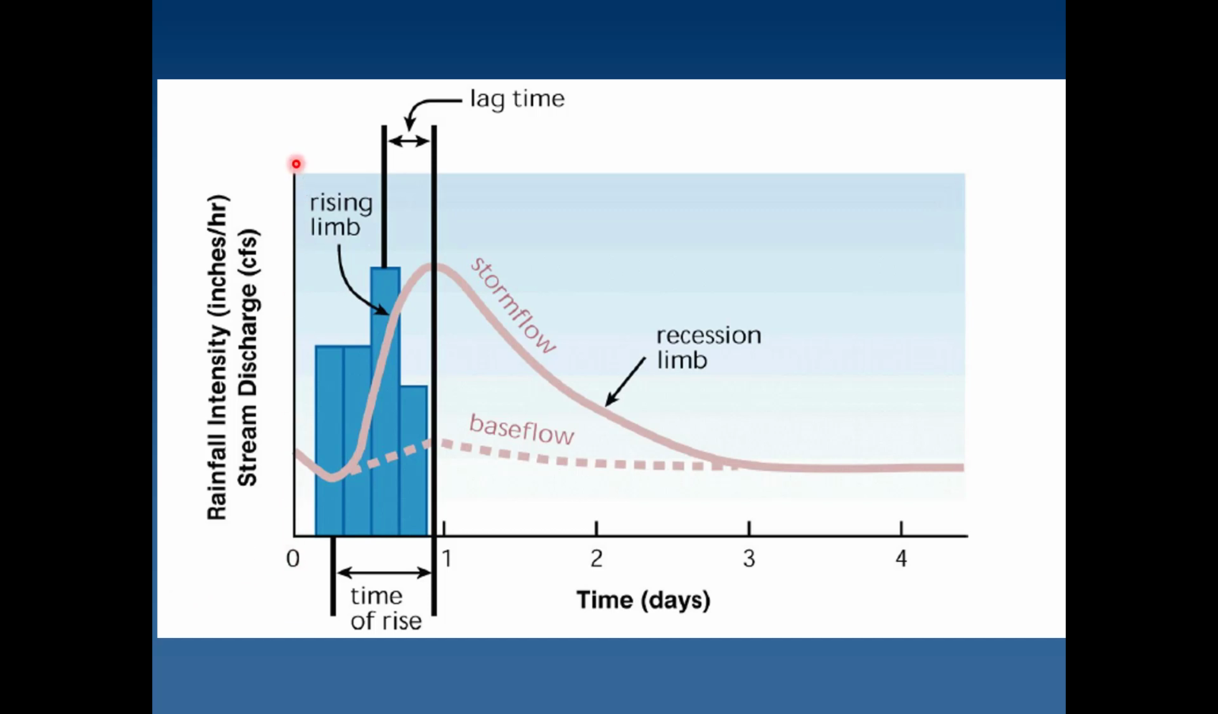On the y-axis here, you have two things going on. You've got rainfall intensity in inches per hour, and you've got stream discharge. So the rainfall intensity is shown in these little blue squares. And on the x-axis you have time. So the story here is that you can look at a stream and how it's carrying water, and chart it over time. The base flow is this dashed line.